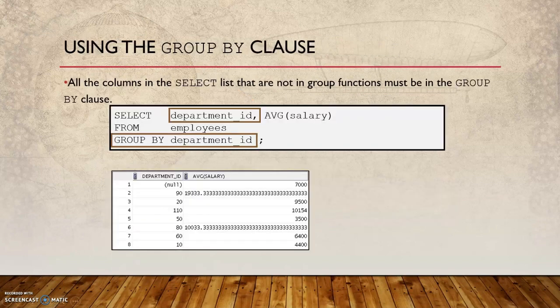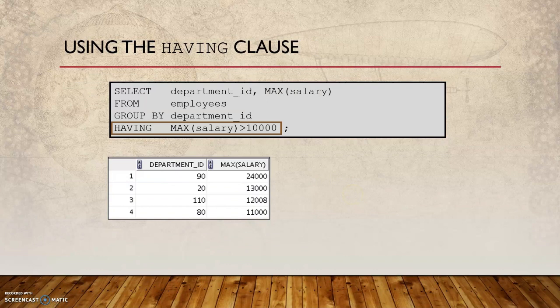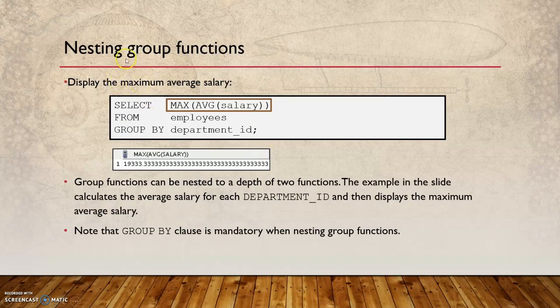So this is group by department. As I was saying, you have departments, average salary, group by department ID, and a HAVING clause: having max salary greater than 10,000. So only those are going to be listed. Even though it is grouped by the department, you are putting another condition, having max of salary greater than 10,000. You are filtering further after doing a group by. So that's the HAVING clause.